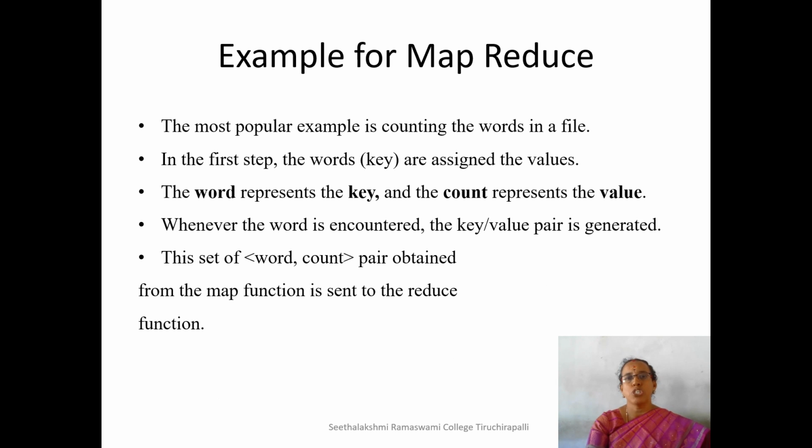Example for MapReduce. The most popular example is counting the words in a file. In the first step, the words, which are the keys, are assigned values. The word represents the key and the count represents the value. Whenever a word is encountered, a key value pair is generated. This set of word count pairs obtained from the map function is sent to the reduce function.